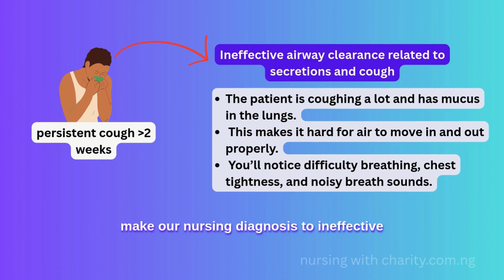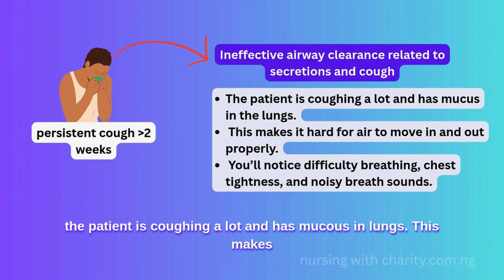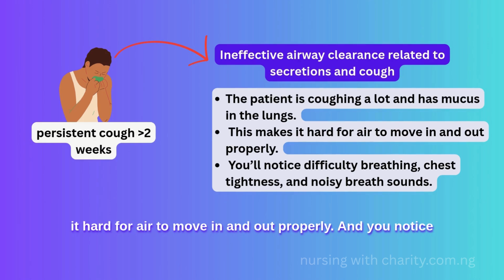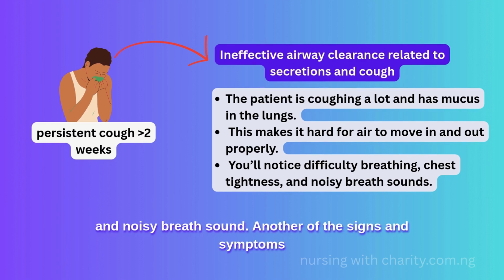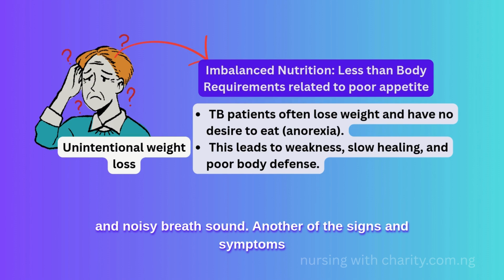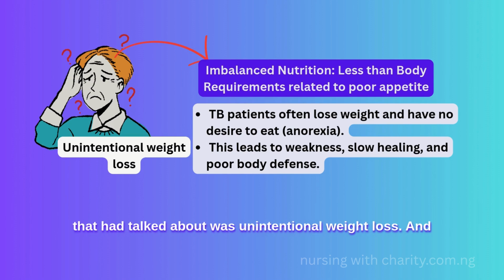So, we would make our nursing diagnosis to be ineffective airway clearance related to secretions and cough. The patient is coughing a lot and has mucus in the lungs. This makes it hard for air to move in and out properly, and you will notice difficulty breathing, chest tightness, and noisy breath sounds.